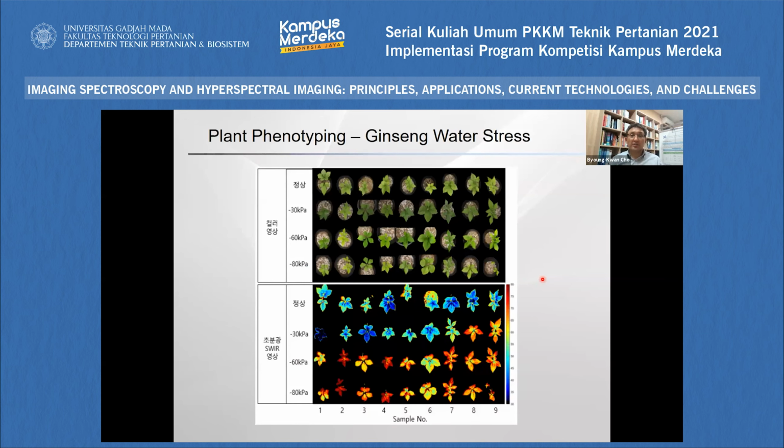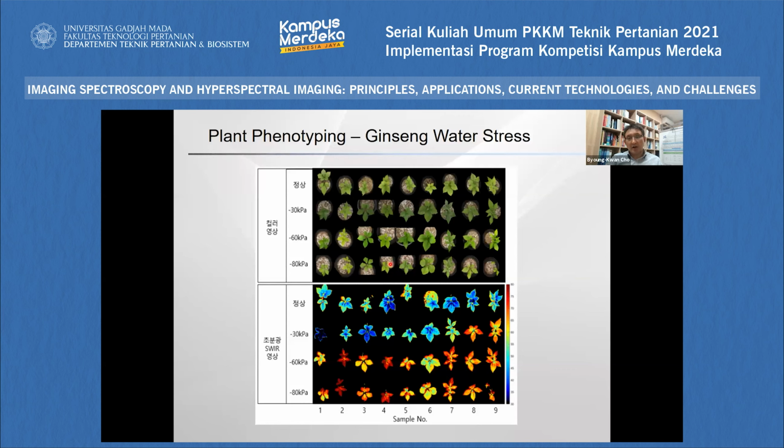Okay, this is another example of ginseng water stress visualization. First row is normal, no stress ginseng plant, and the second row is mild stress, water stress, and third one is medium water stress, and last one is severe water stress.